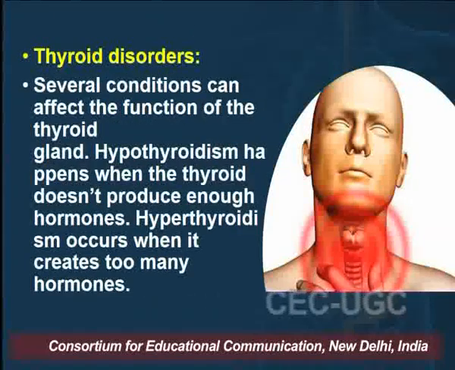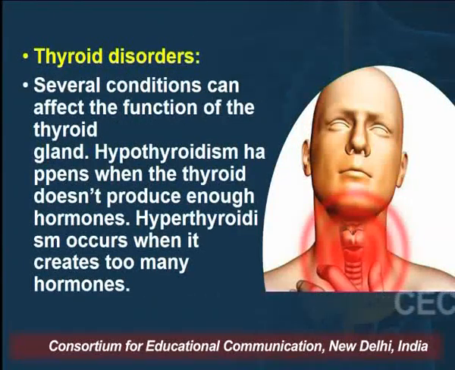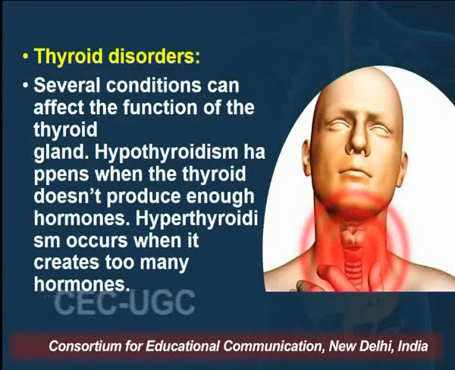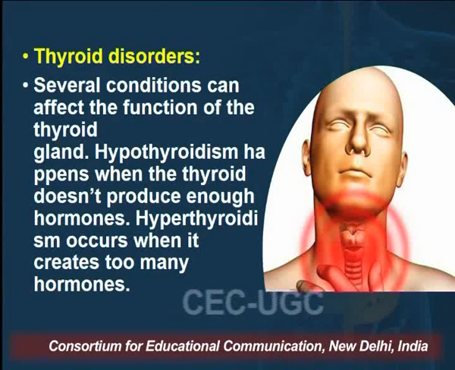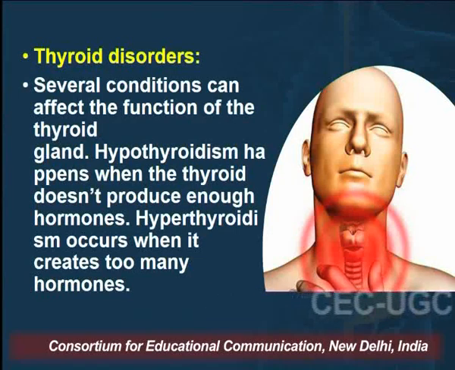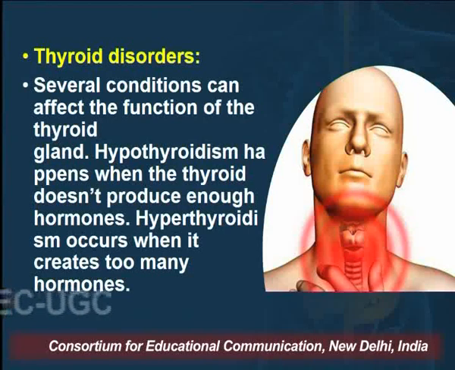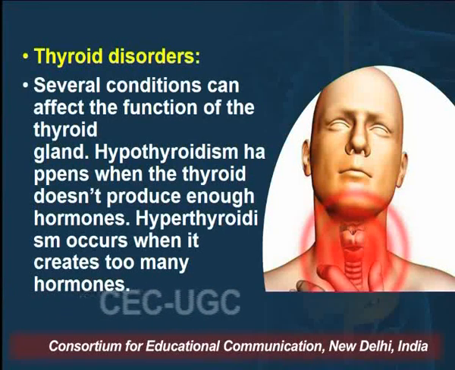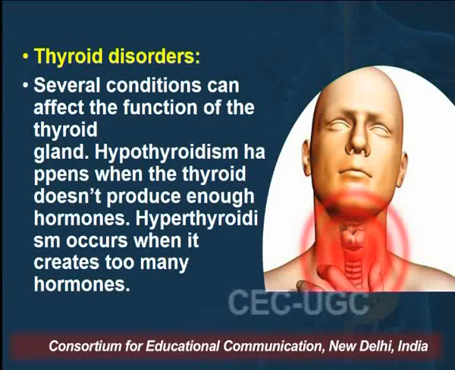The next one is thyroid disorder. Several conditions can affect the functions of the thyroid gland. Hypothyroidism happens when the thyroid doesn't produce enough hormone. Hyperthyroidism occurs when it creates too many hormones.